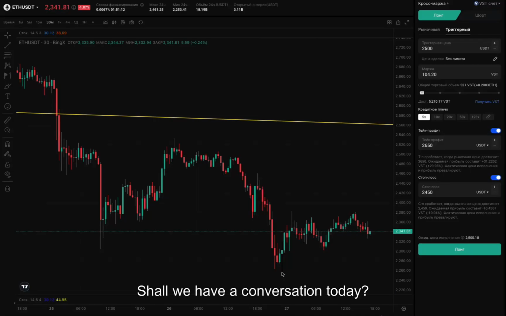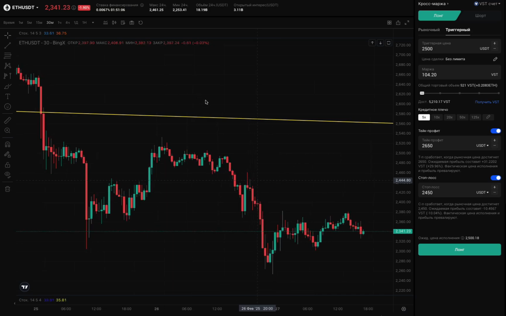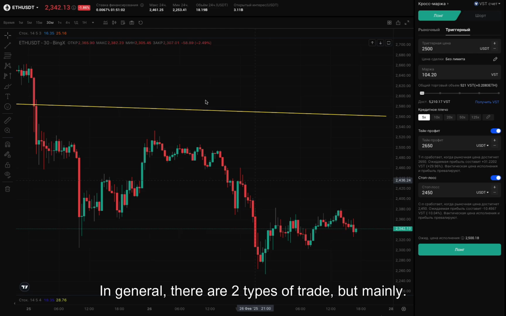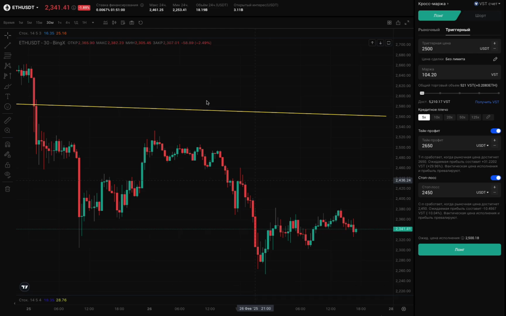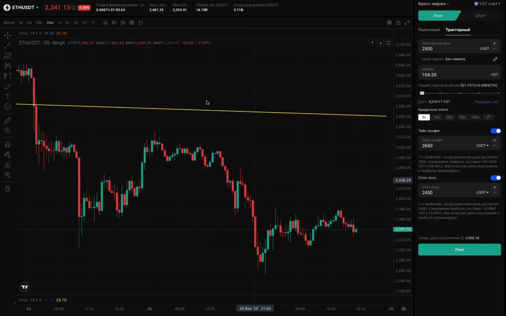Shall we have a conversation today also about trading strategies and so on? In general, there are two types of trade, but mainly this considers risk management in a traditional context without excluding other perspectives.